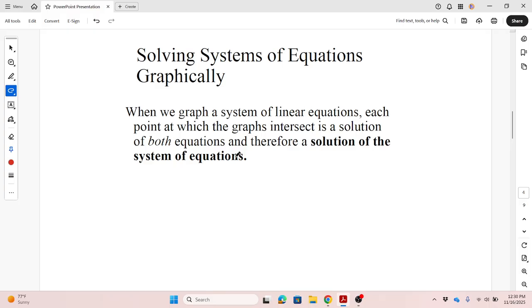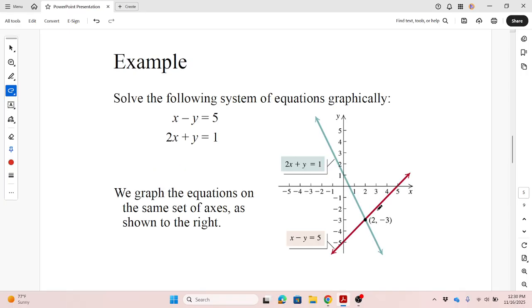So there are different ways to find the solution. One of the ways is the graphing method, meaning you plot the graph of both equations, and wherever those two lines intersect, that would be the solution. For example, for these two equations, if we plot the graph, these are the two graphs and they intersect at 2 comma -3. That's why this is the solution.